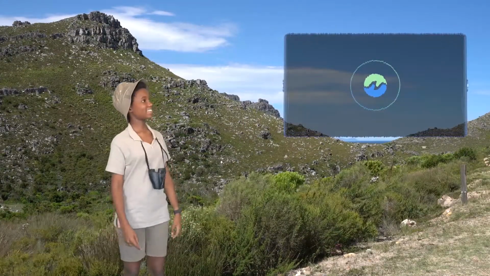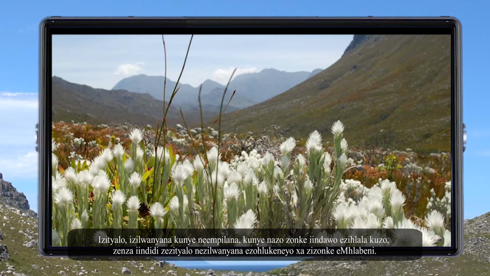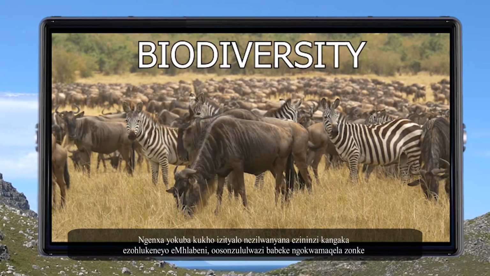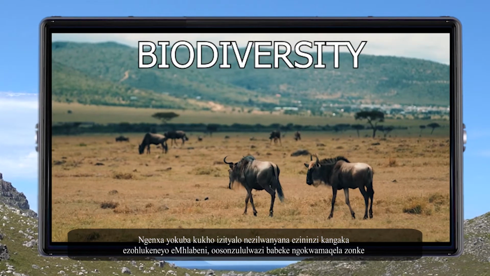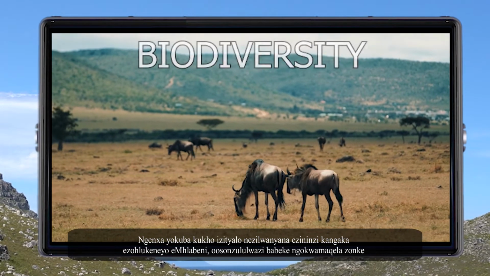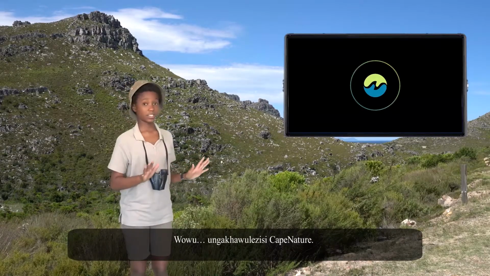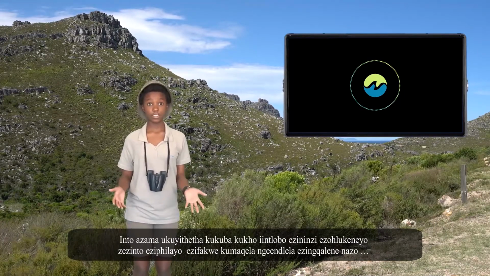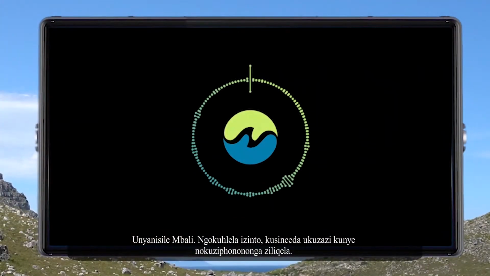Nice. Plants, animals and microorganisms, together with all their habitats, make up the total biodiversity on Earth. Because there are so many different plants and animals on Earth, scientists have grouped all the living things into a classification system based on their characteristics. Whoa, slow it down, Cape Nature. What he means to say is there are lots of different types of living things grouped in ways specific to them. Right you are, Mbali.